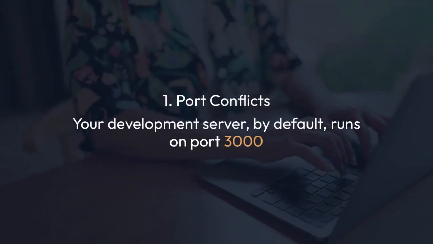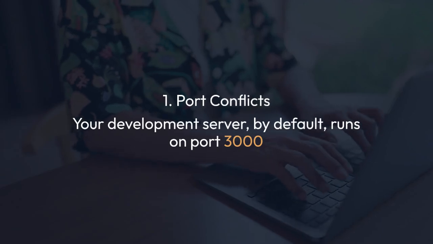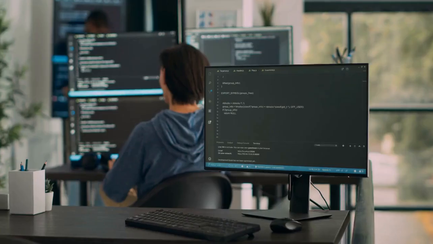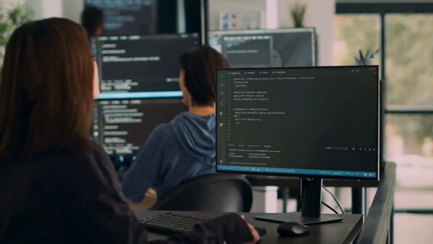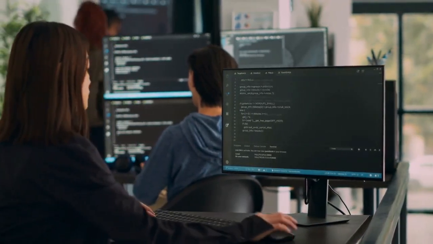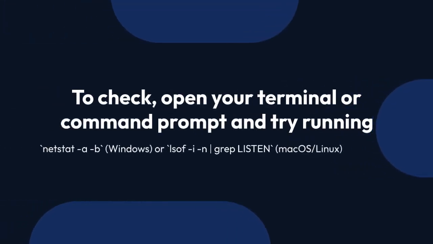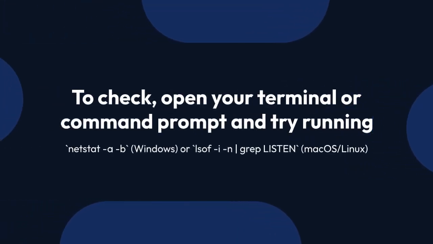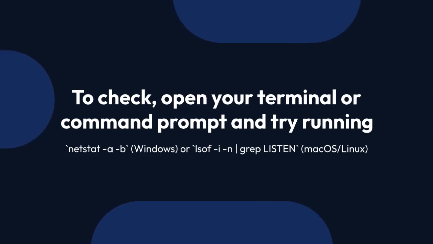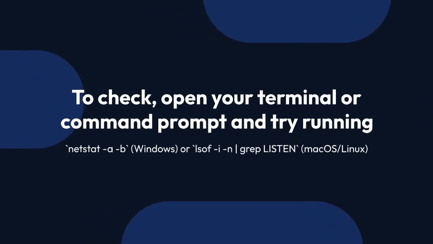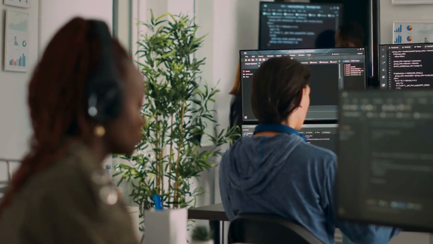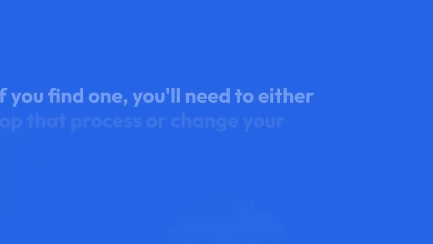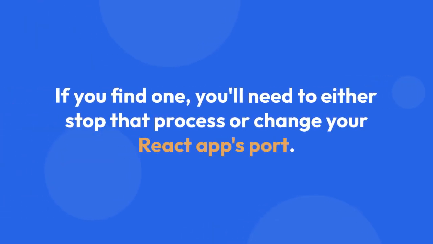1. Port conflicts. Your development server by default runs on port 3000. If another application, like another development server or a game, is already using that port, your React app won't start. To check, open your terminal or command prompt and try running netstat -ab on Windows, or lsof -i | grep LISTEN on Mac OS or Linux. Look for a process listening on port 3000. If you find one, you'll need to either stop that process or change your React app's port.